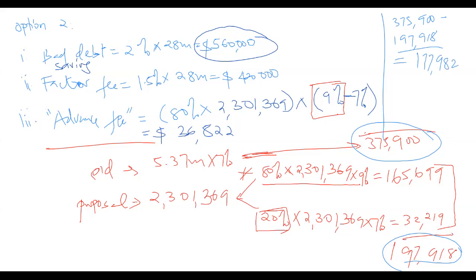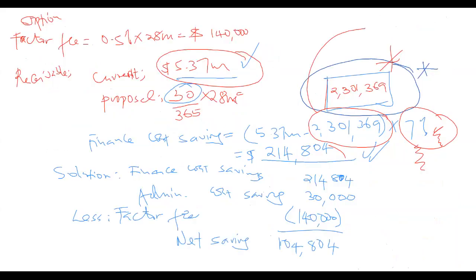Okay, the amount you'll be saving per year is equivalent to the finance cost saving less the fee you pay to the factor. Compare that with the finance cost saving, which is 214,804.